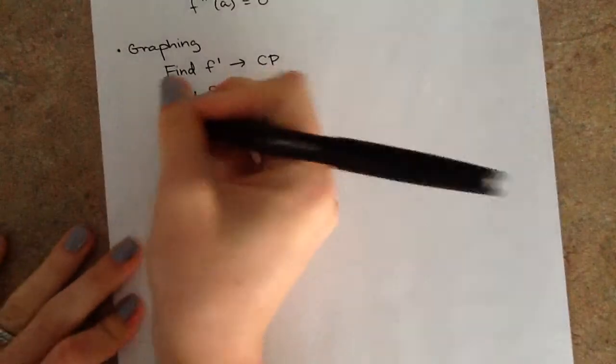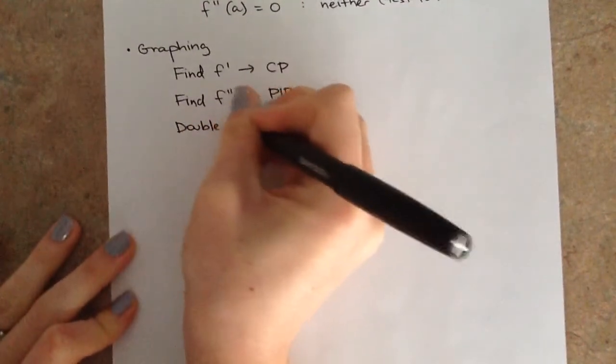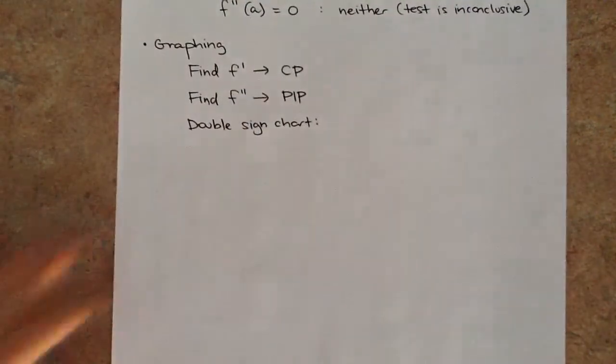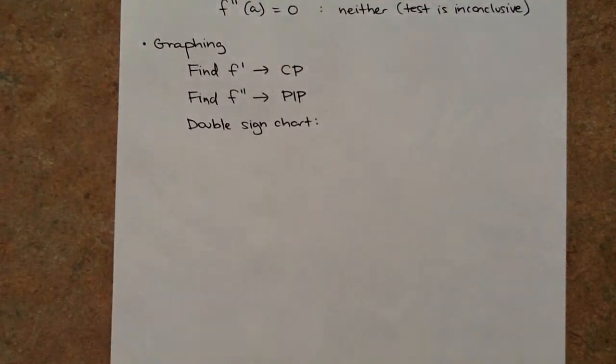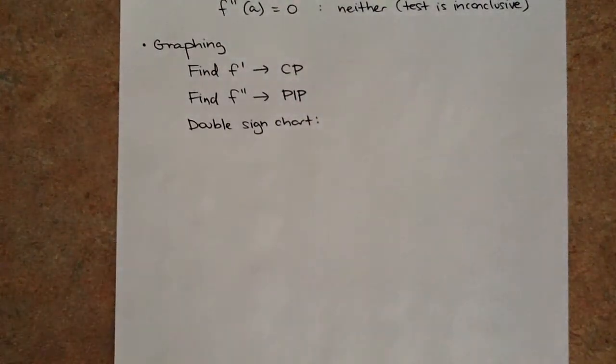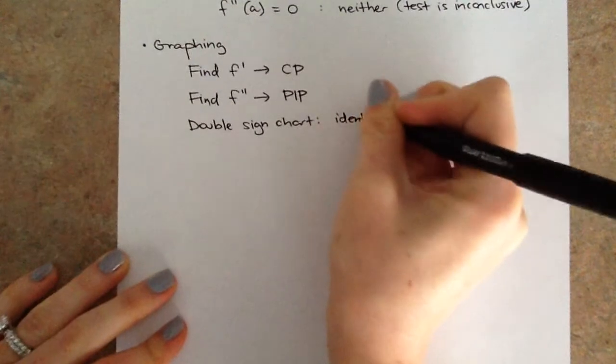Okay, so now this is where you set up your double sign chart. So set up a double sign chart. Remember, you're plugging the first set of test values into f prime, the second set of test values into f double prime, and then once all is said and done, you take a look at your sign chart, you can identify your maxes, your mins, and your inflection points.